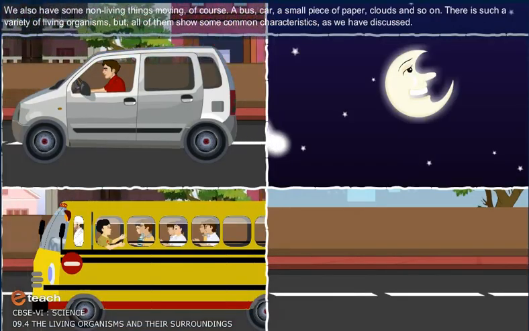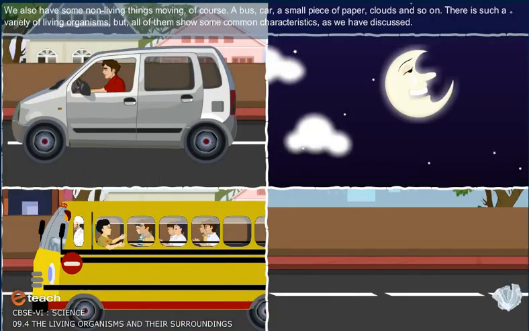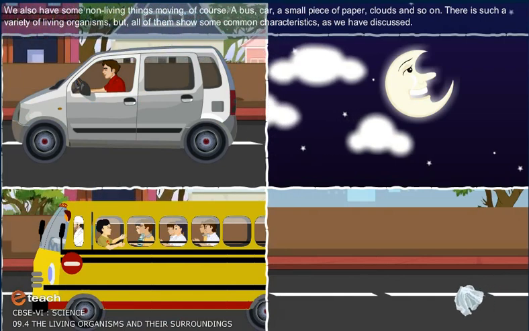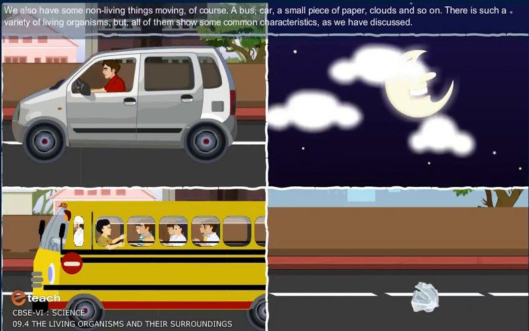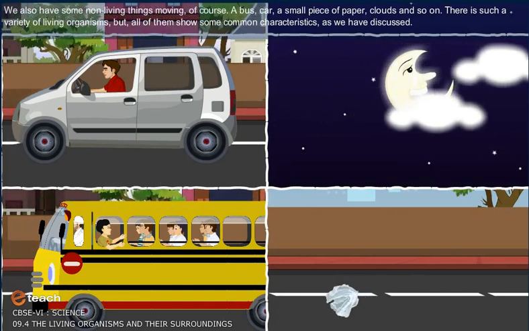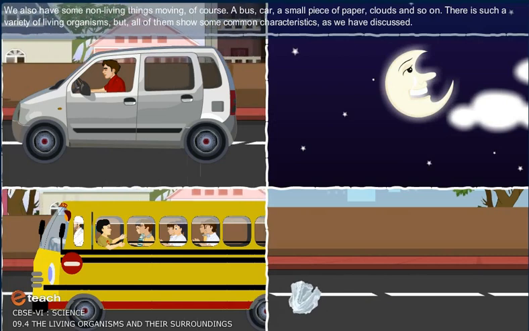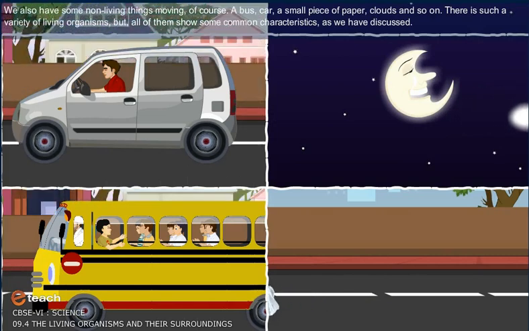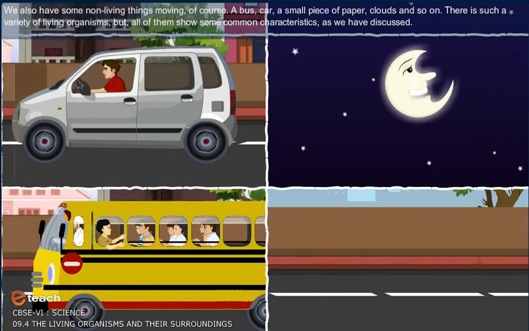We also have some non-living things moving. Of course, a bus, a car, a small piece of paper, clouds, and so on. There is such a variety of living organisms, but all of them show some common characteristics as we have discussed.